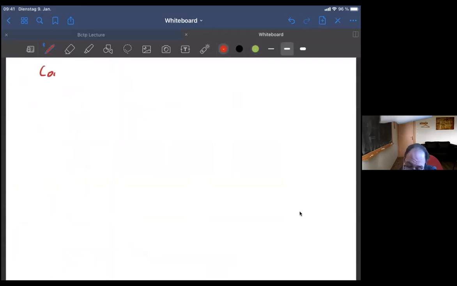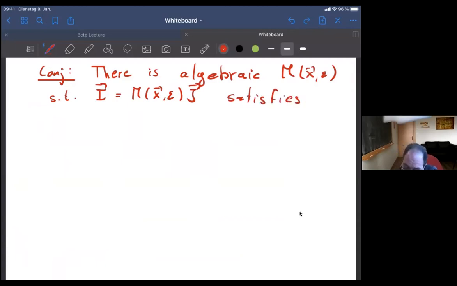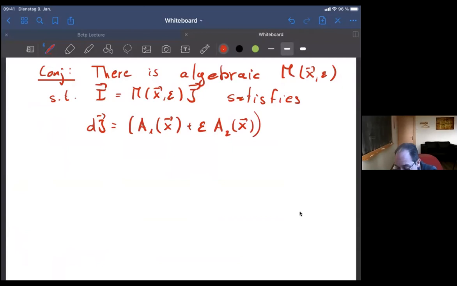And then we said, well, there's a conjecture which is satisfied in all examples we know, and those are many examples, that there is some algebraic matrix, some algebraic rotation you can do, such that if I define a new basis of master integrals, J, it satisfies a differential equation of the type dJ is equal to (a1 of x plus epsilon a2 of x) J. And this is very strong.